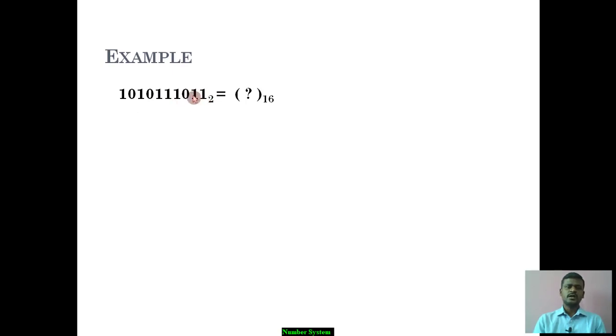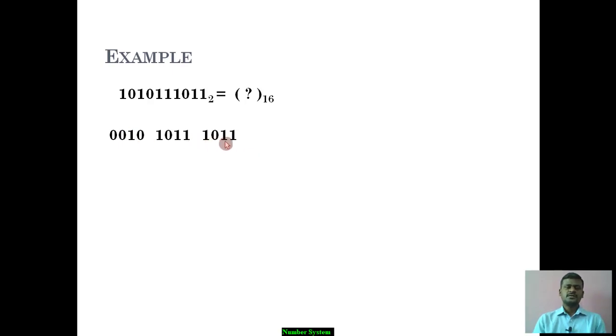That is, 1011 will be one group, and 1011 will be another group. From here 1011 is one more group, and we are left with a 0 and 1. For this 0 and 1 we will add 2 more zeros. You can see here I have added 2 more zeros to make it a 4-bit group. Clear? Now we have made the groups into fours, right?